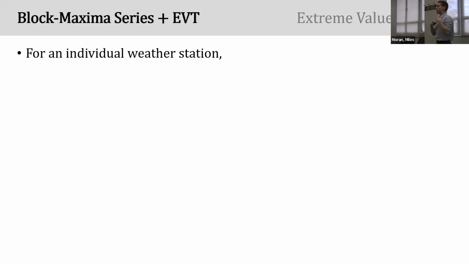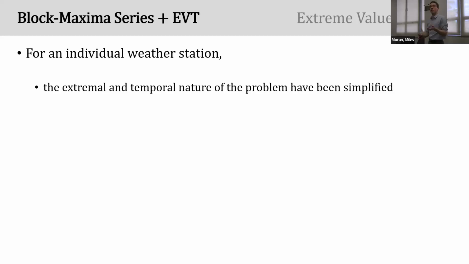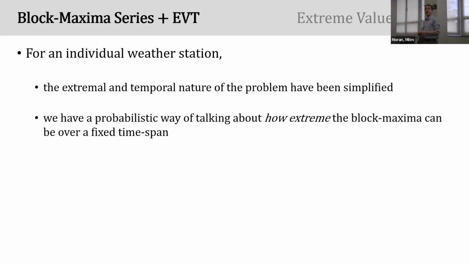So when I've got this individual weather station, and I've just got this one block maxima series, I've got all these nice properties about it. I can tell you all about its behavior and its change over time with some simplifying assumptions. So I've at least partially solved a lot of these previous issues for a single series. So for an individual weather station, the extremal and temporal nature of the problem have been greatly simplified. And additionally, I have a probabilistic way of talking about how extreme the block maxima can get, how intense they can get over some time span through these return levels and return periods.